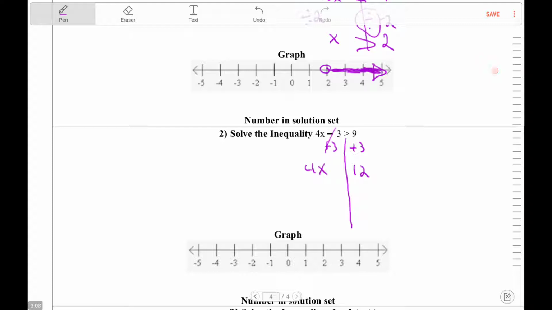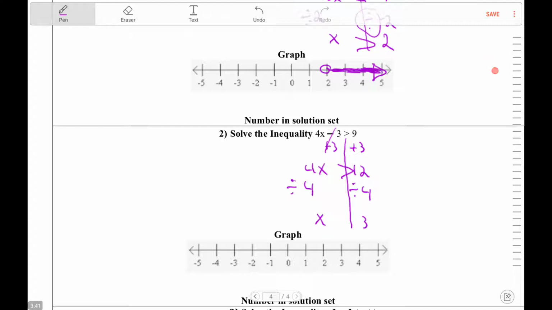Okay, what was our inverse operation? We added. And adding is not multiplying or dividing, so I keep the sign the same, so greater than. Okay, another inverse operation. 4x, that means 4 times x, so I'm going to divide by 4 on both sides. Okay, 12 divided by 4 is 3. 4x divided by 4 is x.